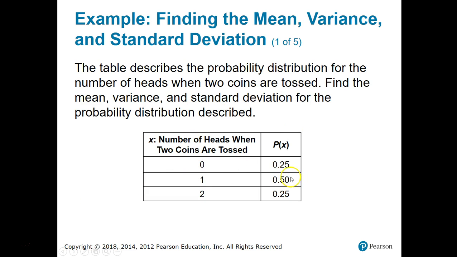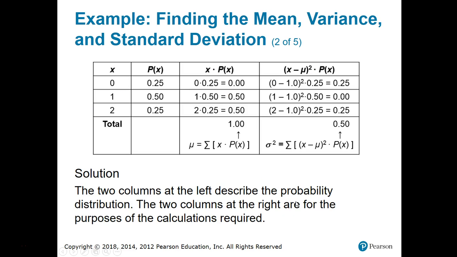Right. So 0 times 0.25 plus 1 times 0.5 plus 2 times 0.25. What do we get? The sum of x times P of x equals 1. And x minus mu squared times P of x. You did write these down, right? Yes? Yes, good. Right. Plug these in here, plug these in here, and you should get this.